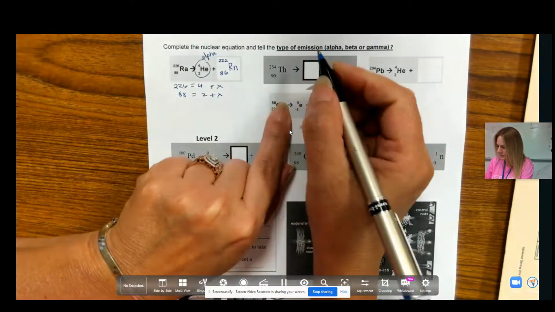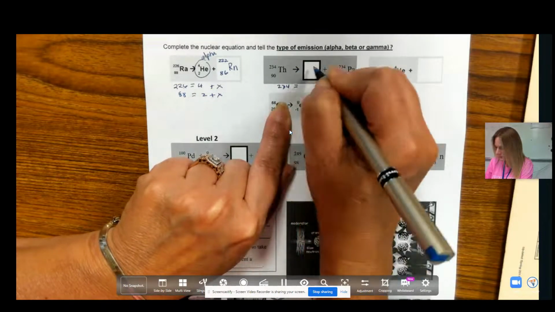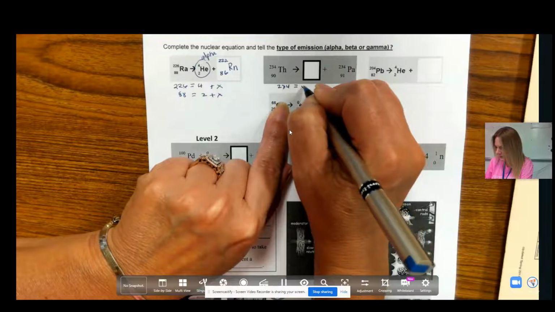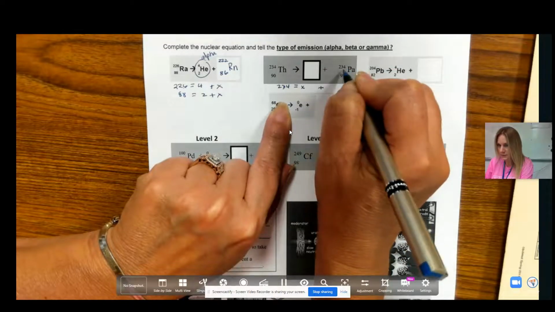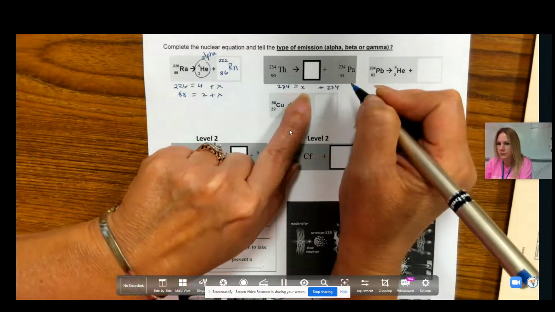So again, top numbers, 234. The arrow is where the equals sign goes. Equals, this is what I don't know, so I'm just going to call it x. And then bring down the plus sign, and then 234. So 234 equals x plus 234. So what is x, right?